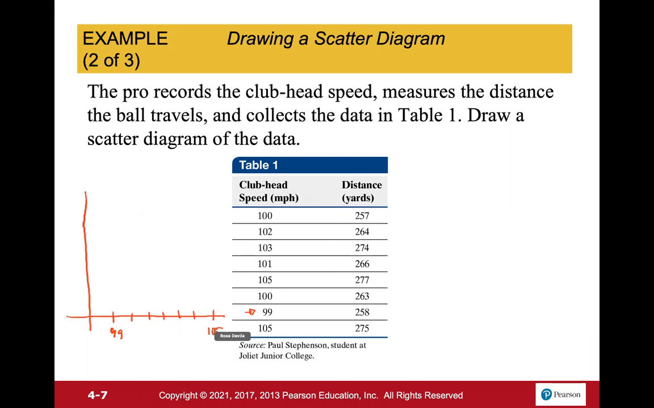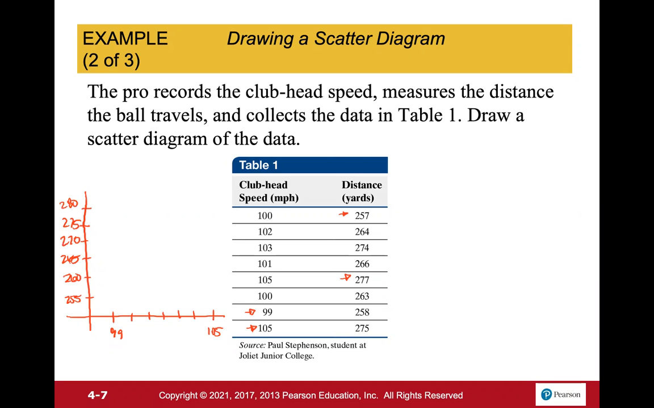That's 105. And all we're doing from here is matching club head speed with the distance. So looking at these values here, the smallest value looks like it's 257. And the largest value, and I didn't put a little arrow over here, looks like it's 277. So what I'm going to do is label these by fives. So we'll say that this is 255, 260, 265, 270, 275, and 280. So now we went above the largest one and below the smallest one.